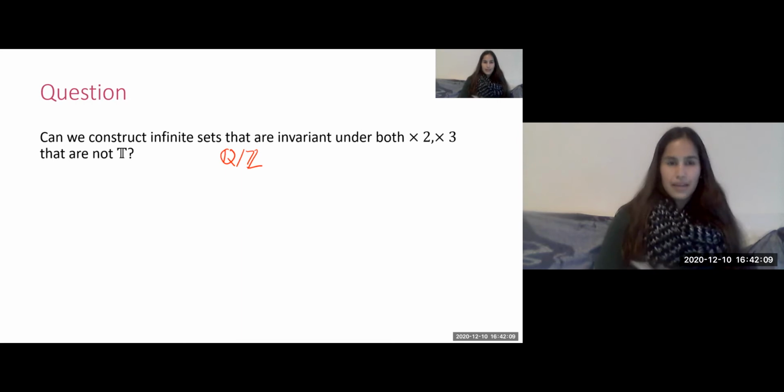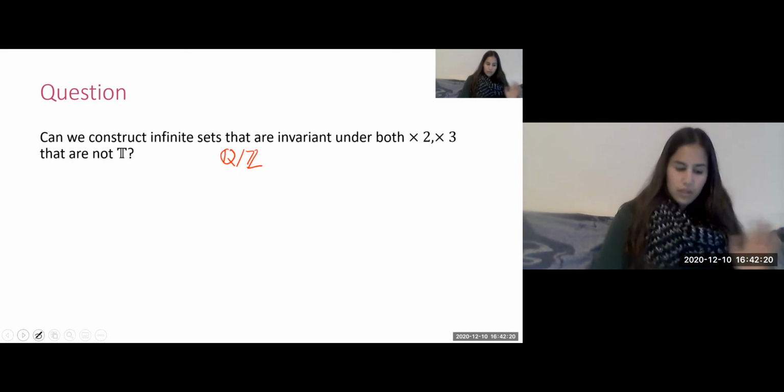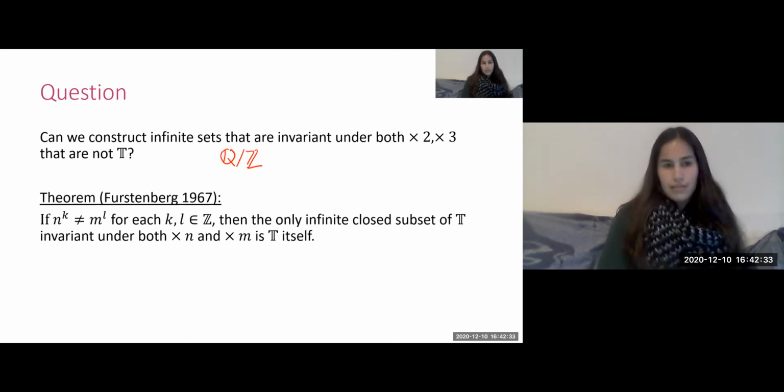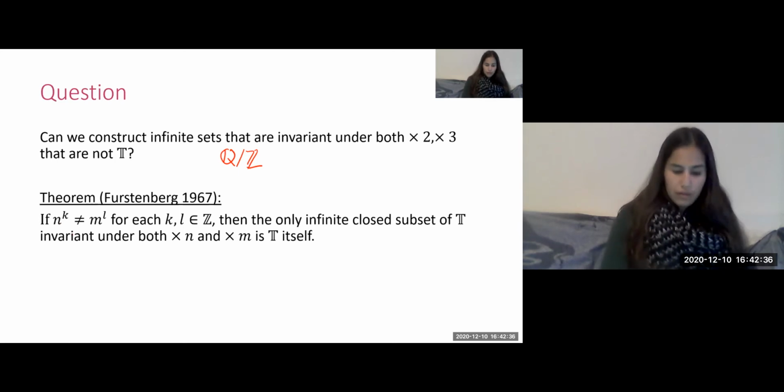But it's dense. So we can ask, moreover, can I construct such a set that is not dense? And Hillel Furstenberg from the Hebrew University answered this question with no in 1967. More accurately, the theorem that he proved is the following. If n and m are two numbers that are not rationally dependent, that is, we cannot raise them by powers to get one another, then the only infinite and closed set of the torus which is invariant both under the times n map and the times m map is going to be the torus itself.